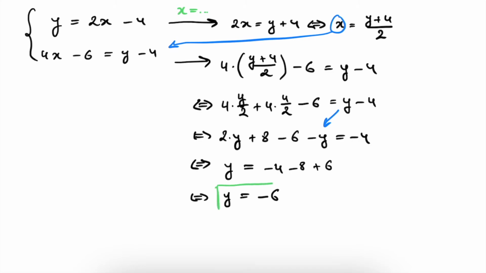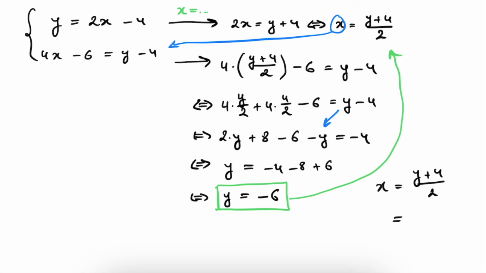And this is our first result already, but we're not done yet, because now we fill in this y is equal to minus 6 in the equation for x that we found from our first equation. And we get that x is equal to (y plus 4) divided by 2. And since y is minus 6, x is (minus 6 plus 4) divided by 2, which is simply equal to minus 1. So our second result is that x is equal to minus 1.